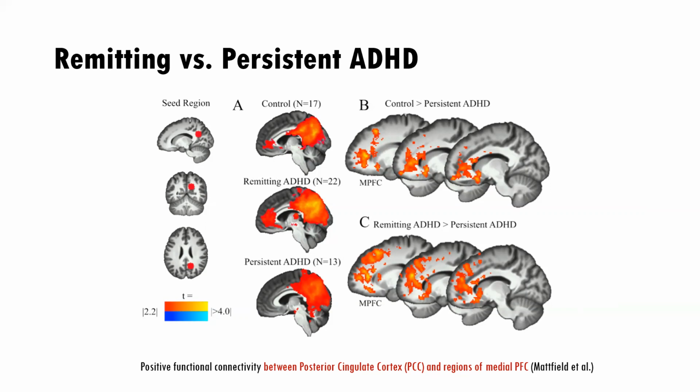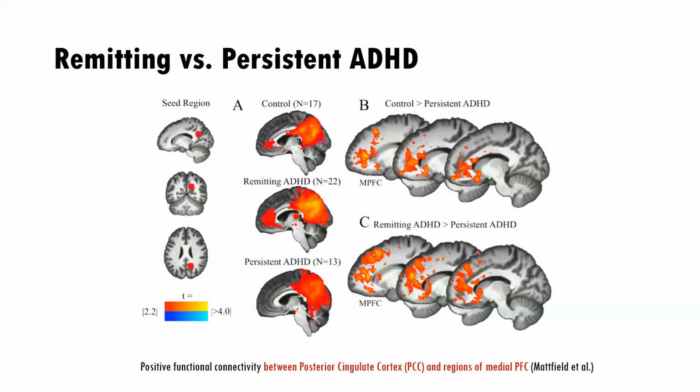Okay, so what happens in remitting versus persisting ADHD? What have they found? What's really interesting? If you look at B and C there, B is control and then persisting ADHD. What you see is that there are differences in brain activity, less brain activity, and then where you compare that to remitting versus persisting ADHD, you see, again, more brain activity in the frontal areas. So in other words, what's happening with persistent ADHD is that the frontal areas don't catch up, right? And they don't have that same amount of activity.